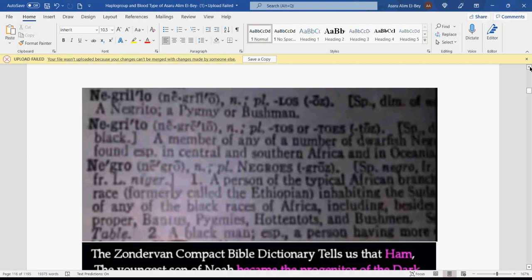Iron is a magnifier. When you use iron, when you get magnets, those are iron ores. You flip them, they attract. You flip them again, they repel. This is what is in your blood.